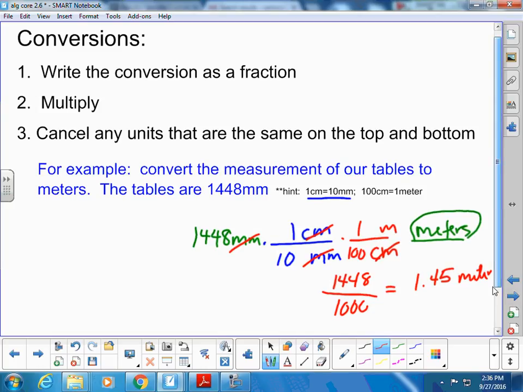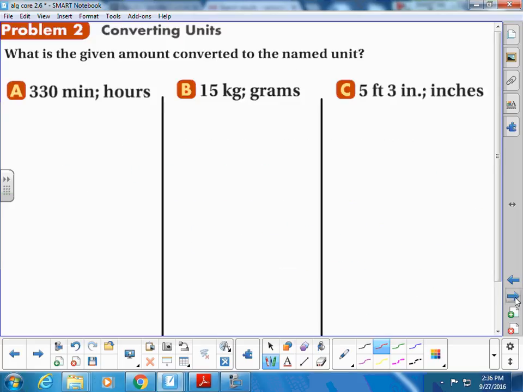I'm assuming that's the length of our table. So let's try a few more. They're all going to be a little bit different. You'll see on your worksheet I actually give you a conversion chart that you can use. There will be conversion charts on any test or quiz that you're given.